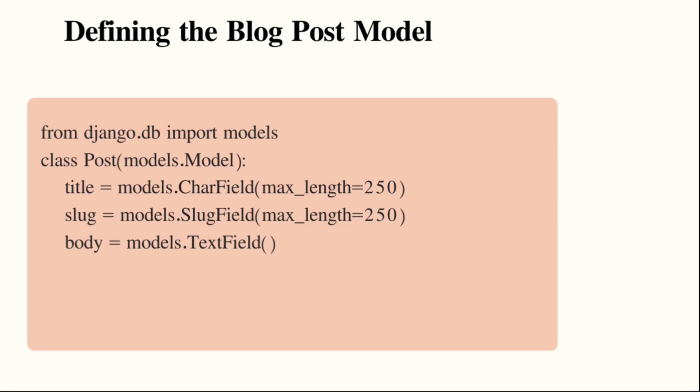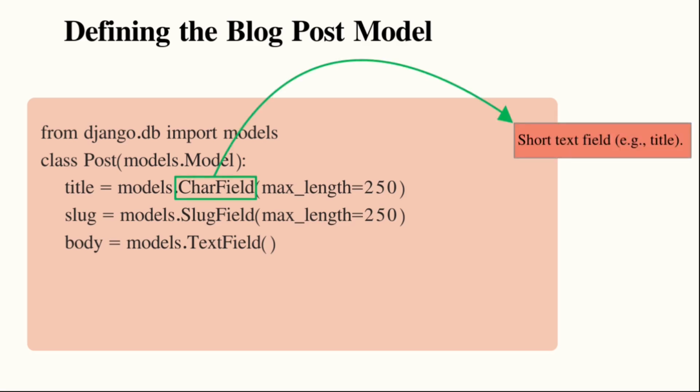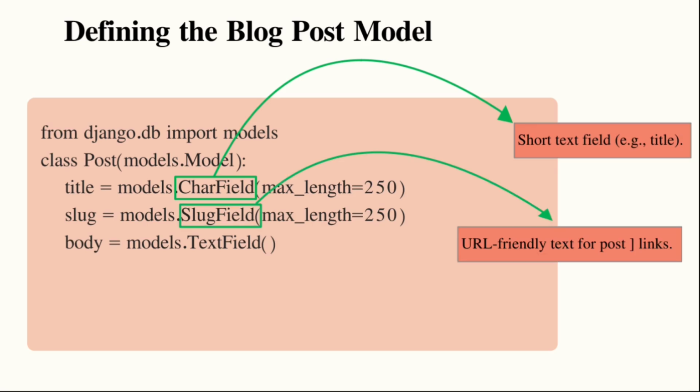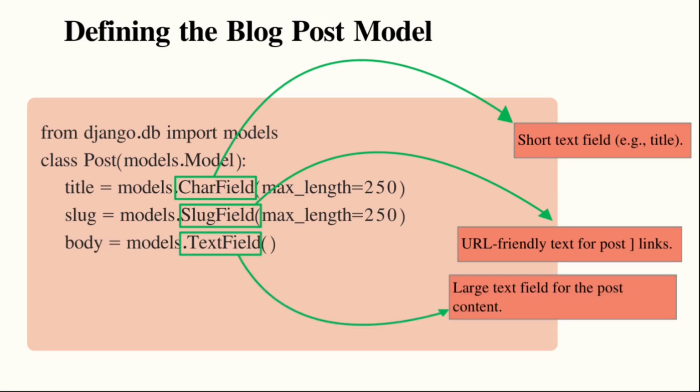Let's define fields for the blog post model, and for now we are going to define 3 fields, which are title, slug, and body. So what does each field type do? CharField stores short text like the title. SlugField creates SEO-friendly URLs for blog posts. TextField is used for storing large text content like the blog body.